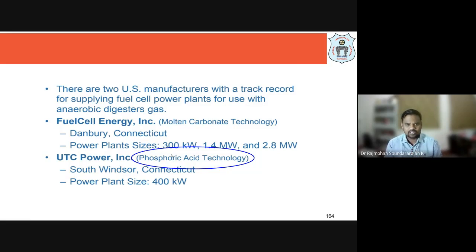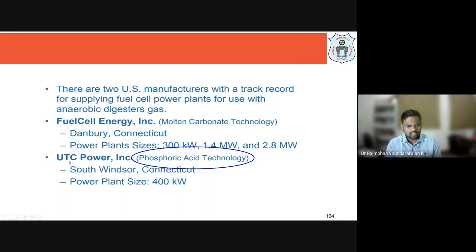Why did I start with this? Because this is the first one to come commercially available. If you look at the two major US fuel cell manufacturers, one of them, the FuelCell Energy company, uses molten carbonate technology, that is, molten carbonate based fuel cells, and they produce power plants of sizes 300 kilowatts, 1.4 megawatts or 2.8 megawatts.